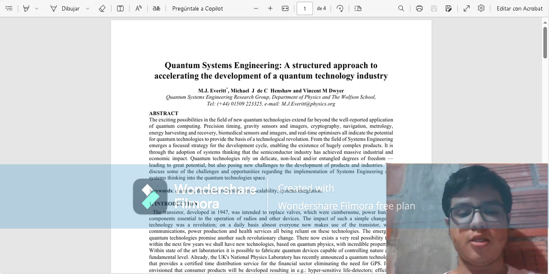But there's a challenge. Quantum systems are very fragile, complex, and hard to control. So, we need a new way to design and build them. And that's where quantum system engineering comes in.